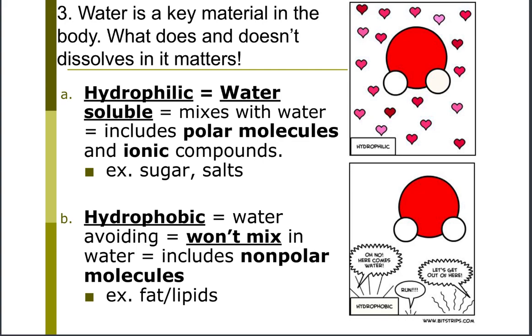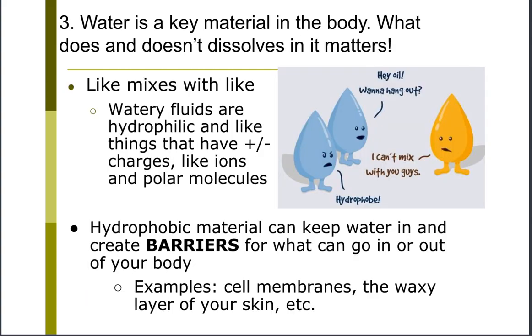Why does blood not leak through your skin? Because your skin is full of fats and lipids like wax, and that creates a barrier to prevent water from seeping into your skin that you may not want, and for a liquid to not seep out of your skin that you may not want to lose. So, like mixes with like, right? The things that have charges, plus minus charges, will mix with water. And like I mentioned earlier, hydrophobic stuff can create the barriers to help prevent and block out where water will flow.